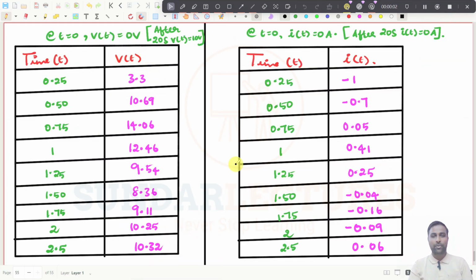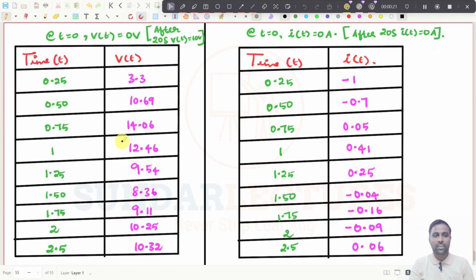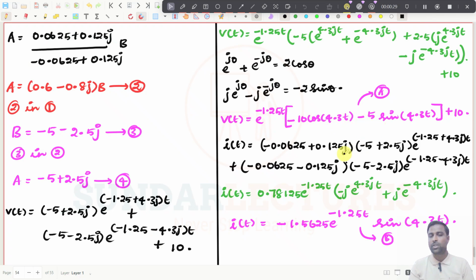See, I have tabulated the voltage and the current separately. I have substituted t equal to 0, 0.25, 0.5, 0.75, and then 1, 1.25, 1.5, 1.75, 2 in this expression and also in this expression. And see what results we are getting. At t equal to 0, obviously the voltage will be 0 volt. You can easily substitute here. If you put 0, this value will be 1 and this value will be 1, so it will be minus 10. This value becomes 0. So minus 10 plus 10 will be 0.